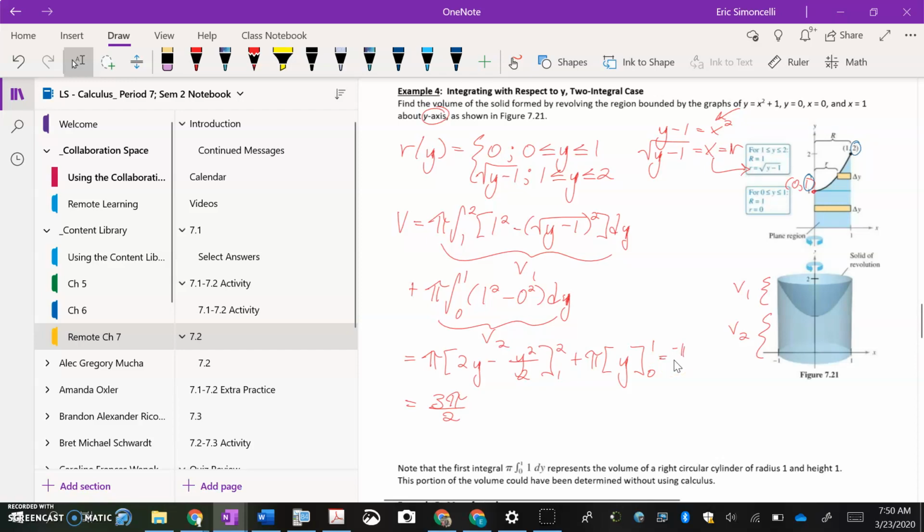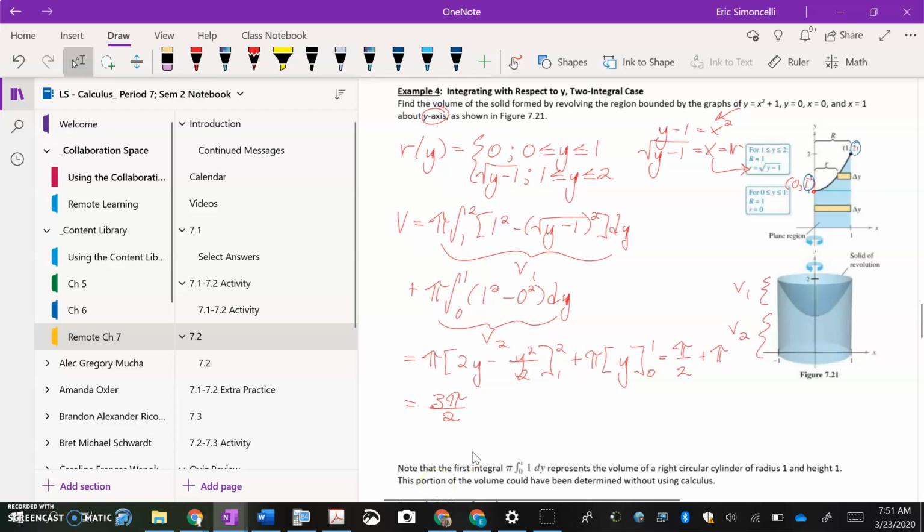Okay. And then the second ends up being, if you just plugged in 1, you get 1, plug in 0, subtract the 2, that's just pi. So you're adding those. So pi over 2 plus pi. Of course, that ends up to be 3 pi over 2. Note that the first integral is actually the second integral because I kind of flip-flopped.